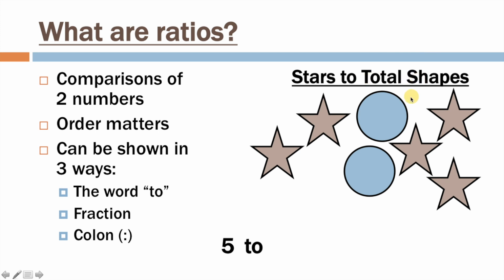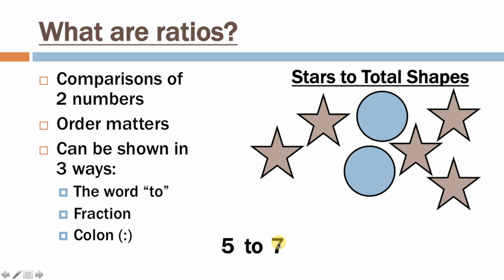Well, how many total shapes are there? I see 1, 2, 3, 4, 5, 6, 7. So my second number will be 7, and my ratio of stars to total shapes is 5 to 7.